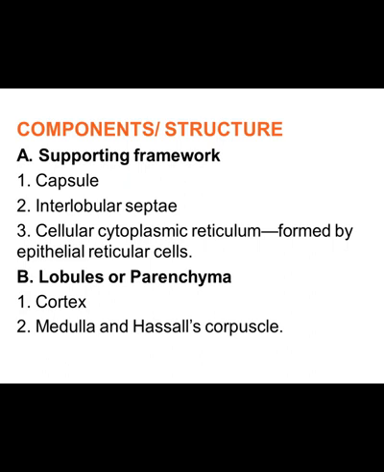Now we come to the components of the thymus. First is the supporting framework, and second is parenchyma. The supporting framework of the thymus consists of number 1 capsule, number 2 interlobular septi, number 3 cellular cytoplasmic reticulum. This reticulum is formed by the epithelial reticular cells. If we see the parenchyma, it consists of cortex and medulla, and here in the medulla are Hassall's corpuscles.